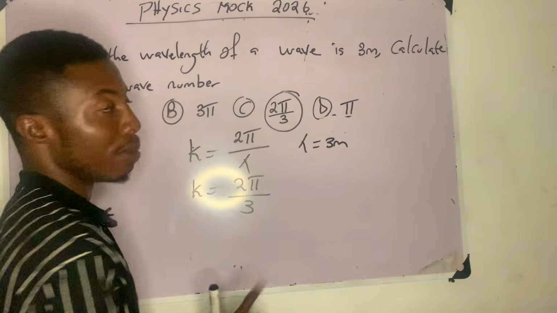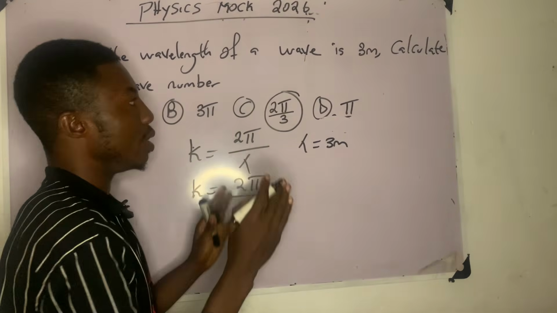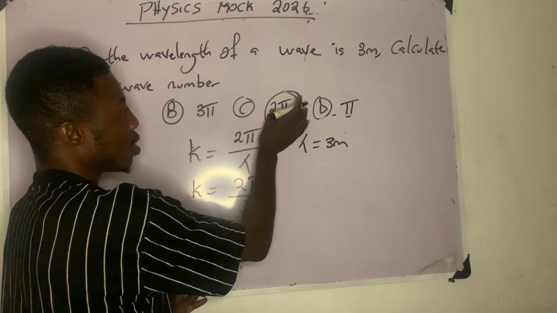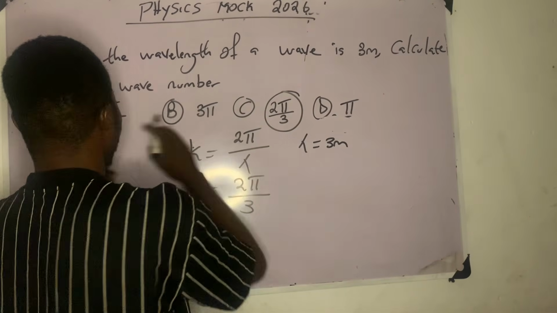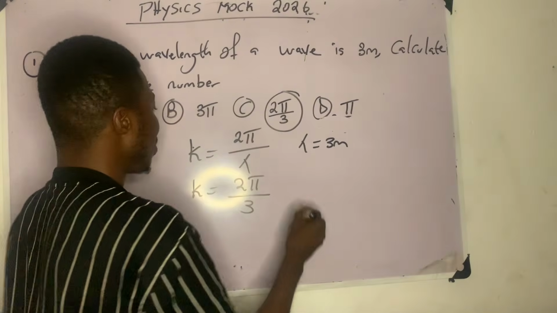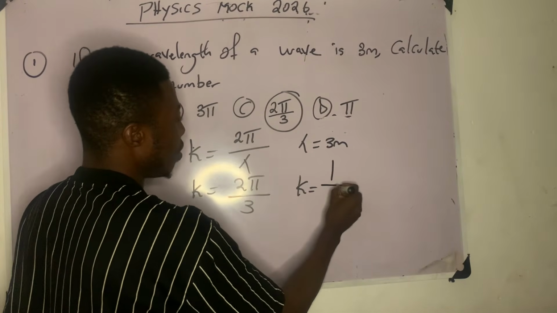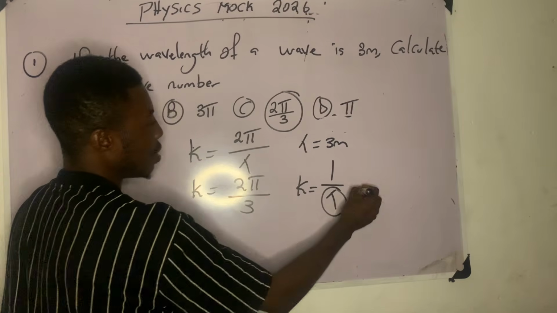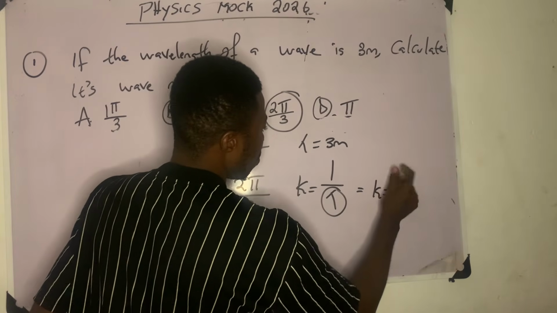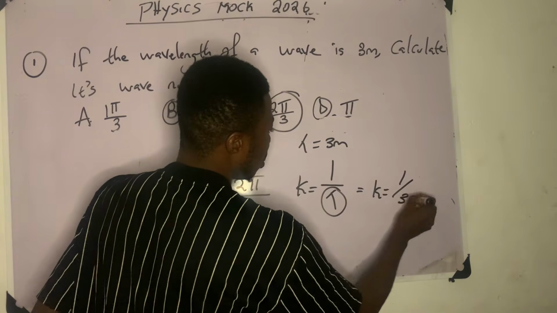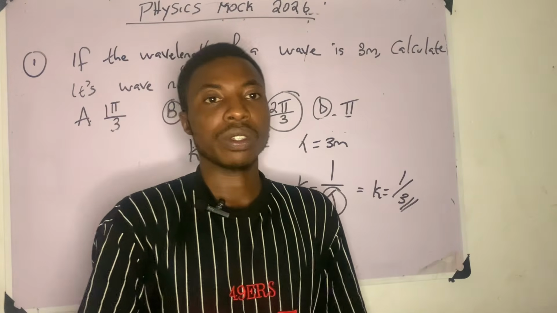You understand? So remember, if the question was not given to you in pi, and you solve questions like this and calculate its wavelength, and it was not in pi, that means your answer will not be 2 pi over lambda; K is equal to 1 over lambda, where lambda is equal to 3. So K is equal to 1 over 3. So now let's head over to the number 2 question.